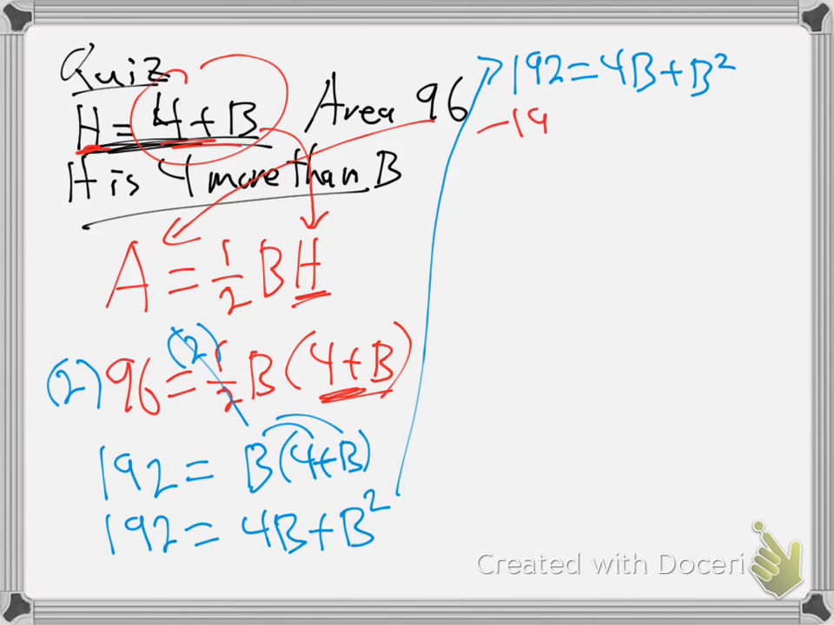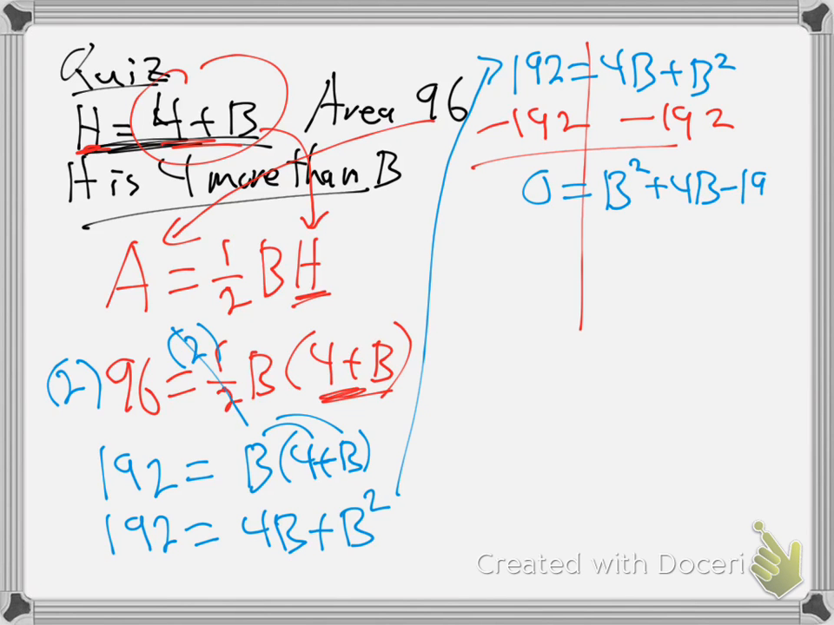Okay, so subtract the 192 from both sides. So there's our 0. Put these in the right order: b squared plus 4b minus 192. Good? And now we have to factor. That's a pain, 192. You get 2 parentheses, b's in the front. Couple of numbers that multiply to be 192 and add or subtract to be the 4, right?